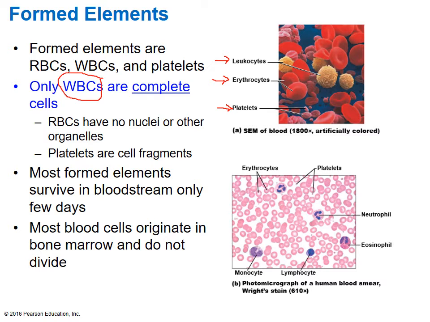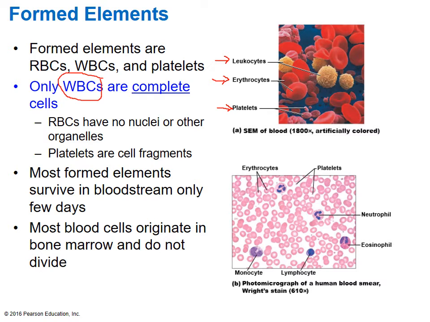Now, as we start talking about the red blood cells, the white blood cells, and the platelets, we'll go into more detail, and we're definitely going to explore why the red blood cell has to lose its nuclei and most of its organelles, and why platelets are considered cell fragments and actually not cells.